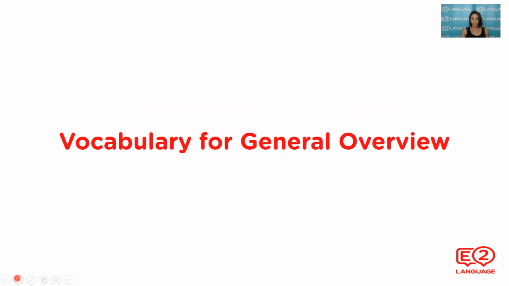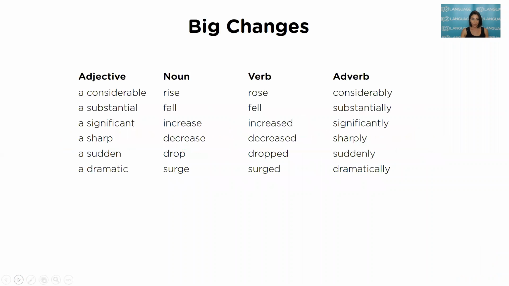Next, moving into the general overview, let's have a look at some vocabulary to introduce the trends. So when we're talking about big changes in data, there are different ways that we can mention that. We can either use an adjective-noun structure or a verb-adverb structure. So we can say, for example, there was a considerable rise, or temperatures rose considerably. There was a substantial fall, or temperatures fell substantially. There was a significant increase, temperatures increased significantly.